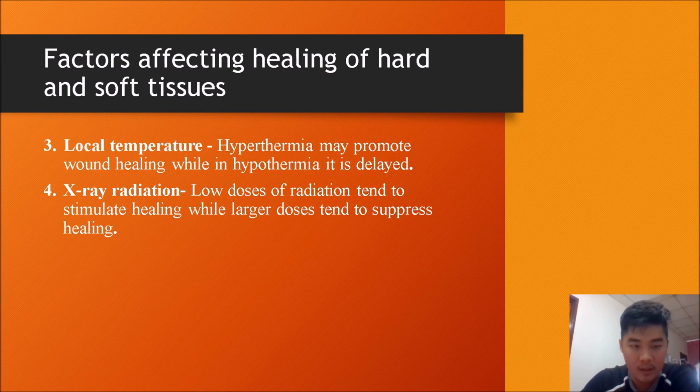Okay, let's move on to X-ray radiation. So low doses of radiation tend to stimulate healing, while larger doses tend to suppress healing. This is because larger doses of X-ray radiation are going to cause active cell apoptosis, inactive cell proliferation, and the cell cycle is arrested. So this factor is going to delay wound healing because of the inactive cell formation and active cells being destroyed.